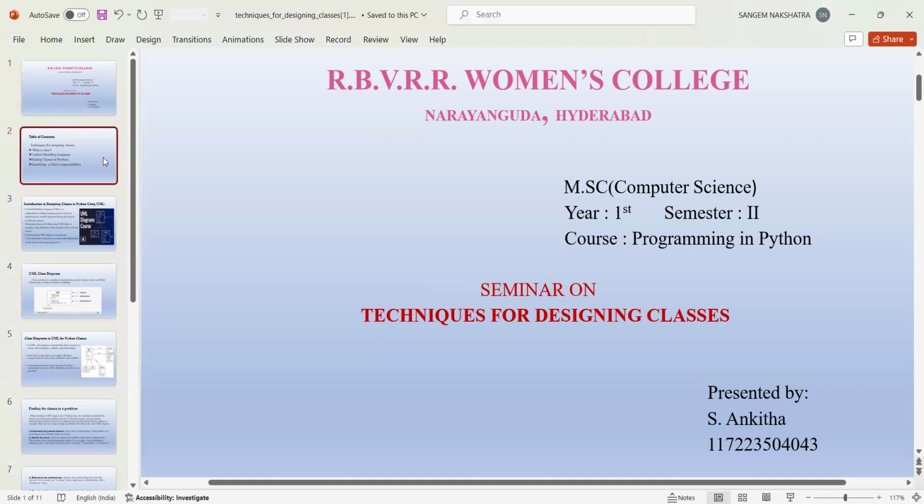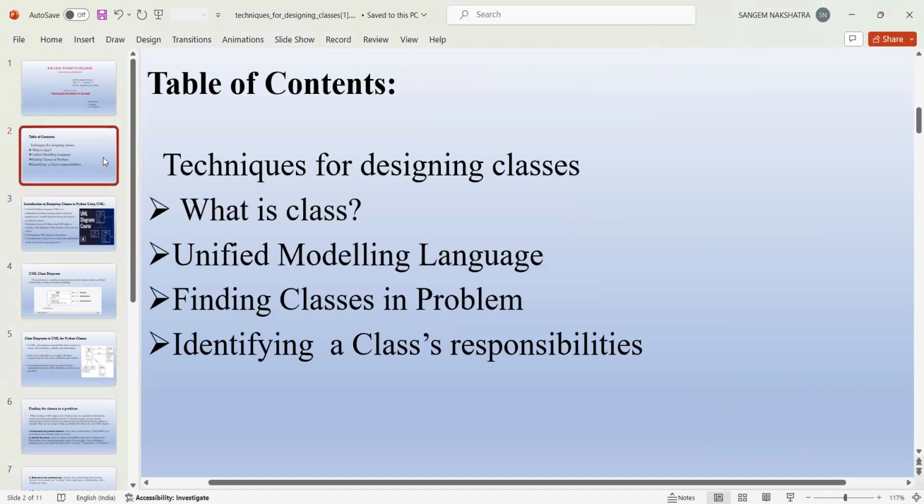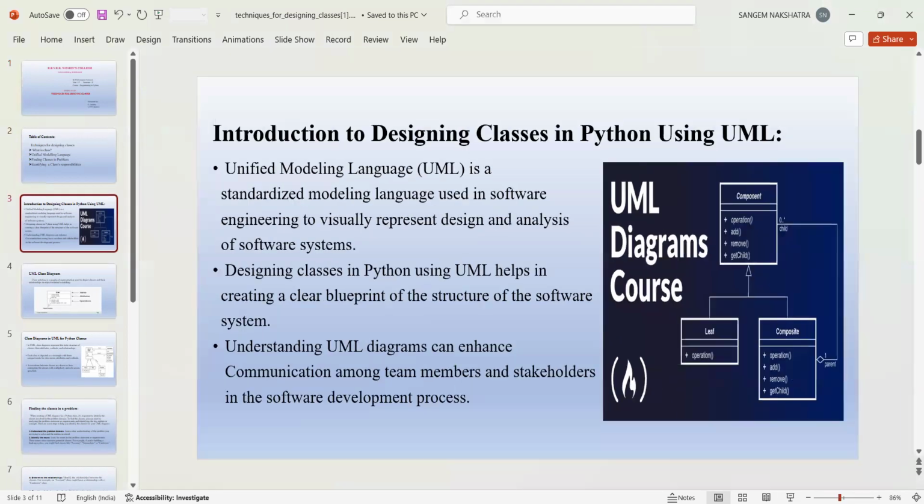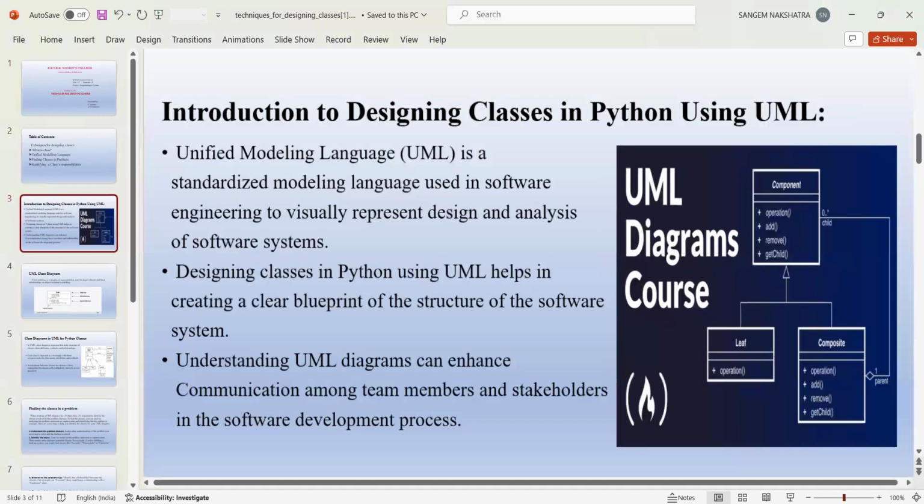These are the table of contents which are going to be discussed in the following presentation. Techniques for designing classes. What is meant by class? Unified modeling language. Finding classes in problem. Identifying a class responsibilities. Introduction to designing classes using UML.